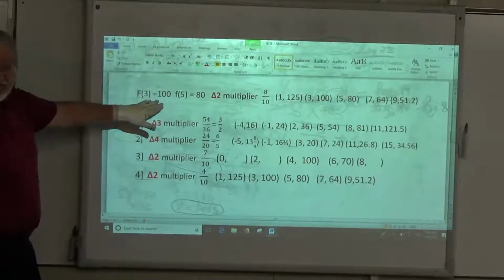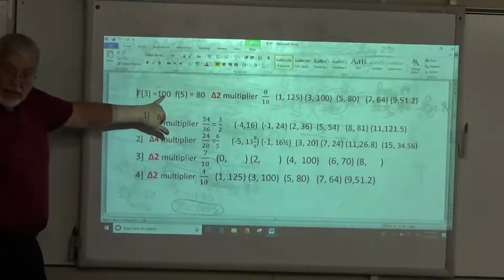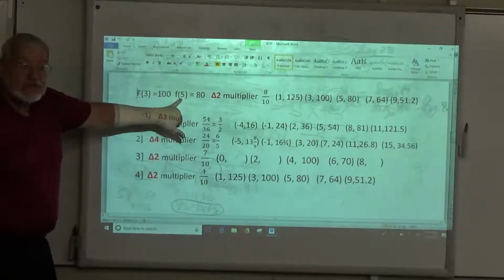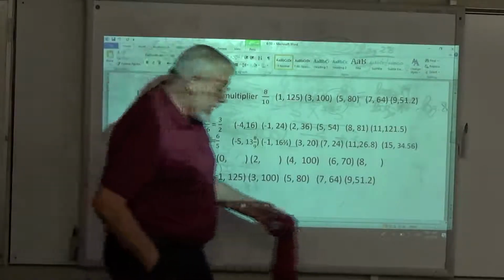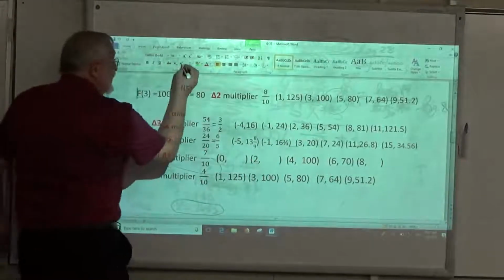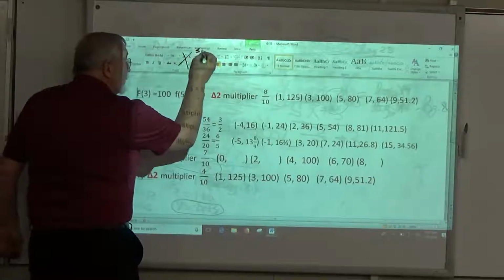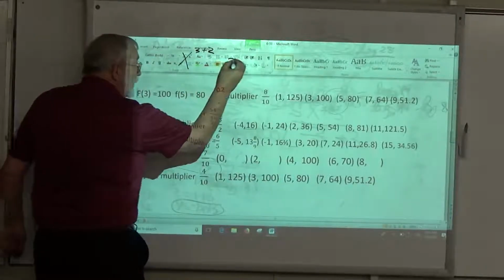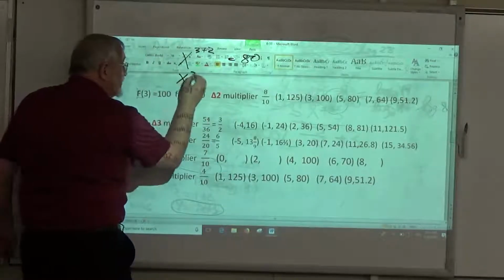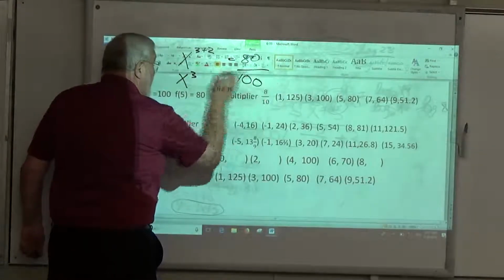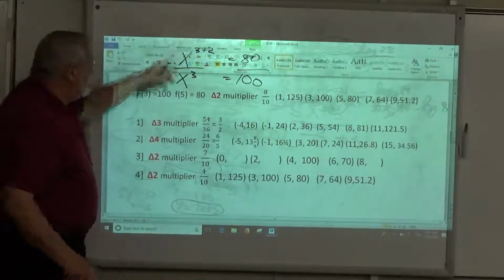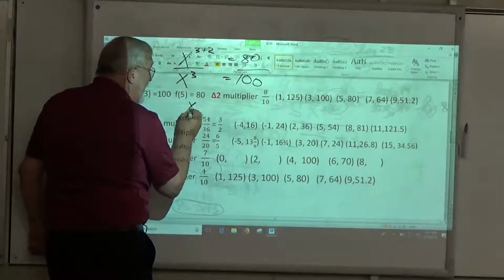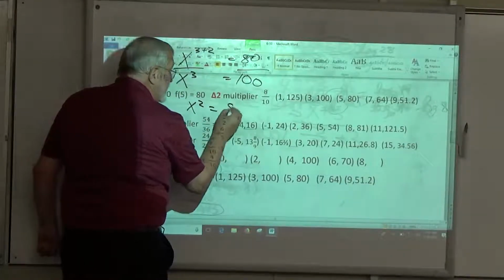Now this example says that f of 3, when the x was 3, I had 100. When the x is 5, which is 3 plus 2, I have 80. So that makes b to the x of 3 plus 2 equals 80, and then b to the x of 3 equals 100. Well, I'm going to divide them. And when I do that, I find that this divides out to b to the second power equals 0.8.